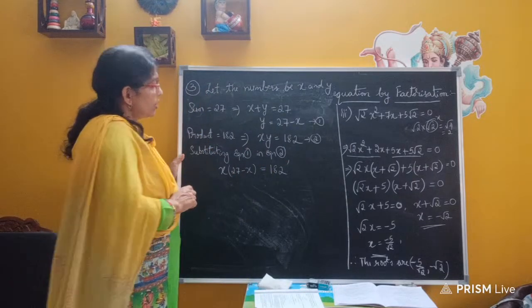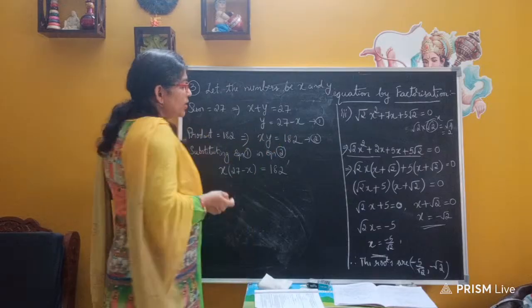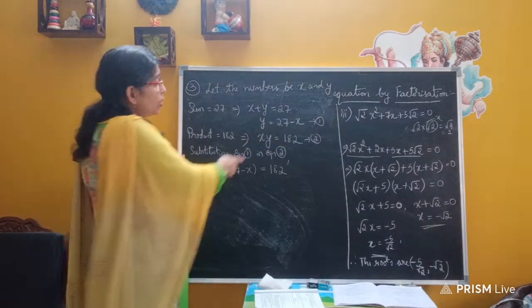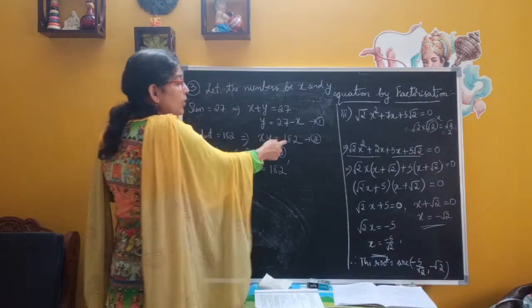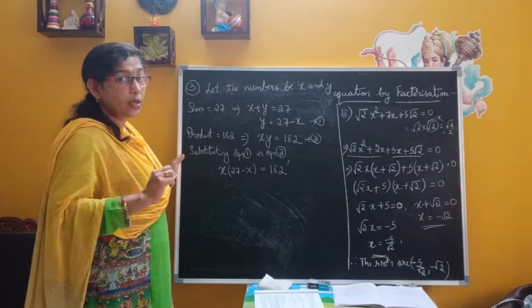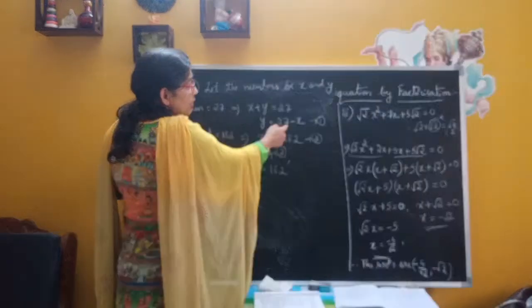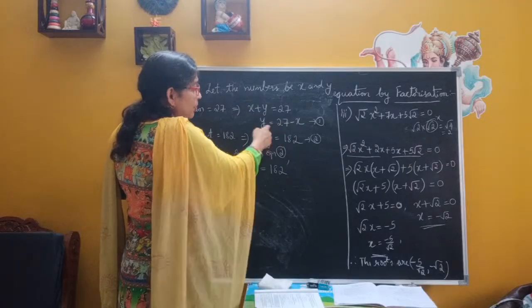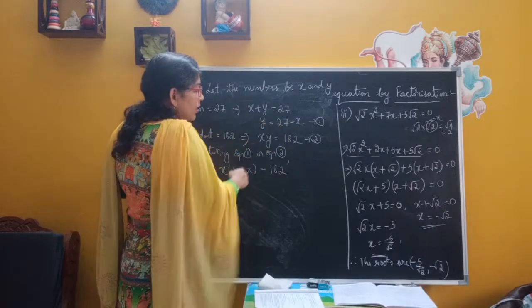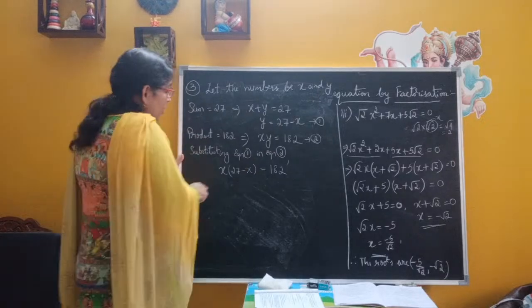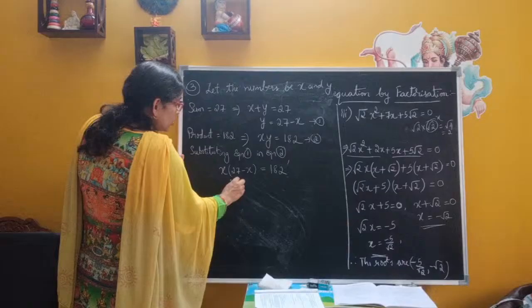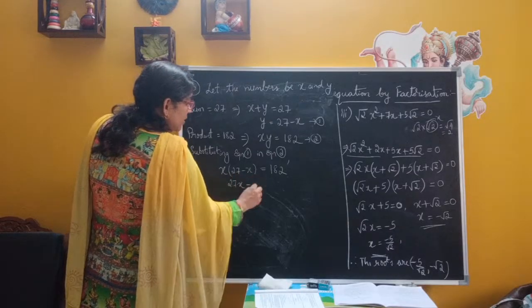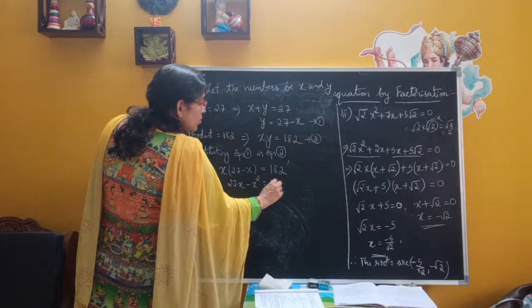You may ask me now, can't we write equation 2 in terms of x or y? We can. Look, y is equal to 182 by x and we can substitute here. But then a fraction form will come, and fraction form is always a little bit complicated. So I will convert the first equation, bring y in terms of x, then substitute in the second equation. So x into 27 minus x is equal to 182. Simplify now: 27x minus x into x is x square, is equal to 182.